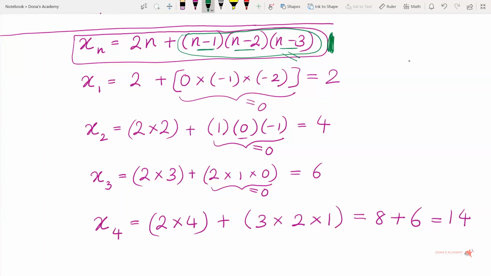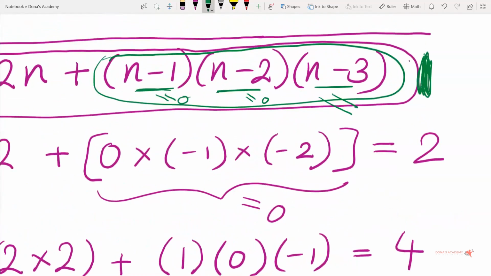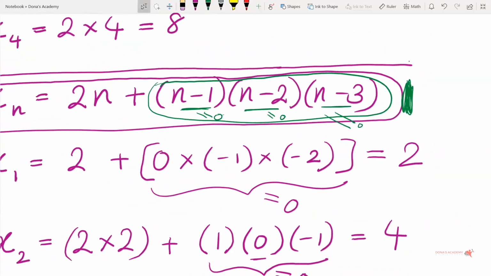Because if I plug in 1, this will be 0. If I plug in 2, this will be 0. If I plug in 3, this will be 0. So in any case, the whole term will be 0. So that I can still have 2 and 4, those three elements.